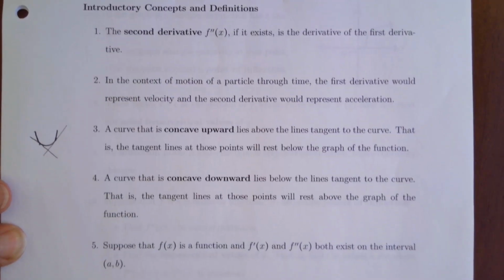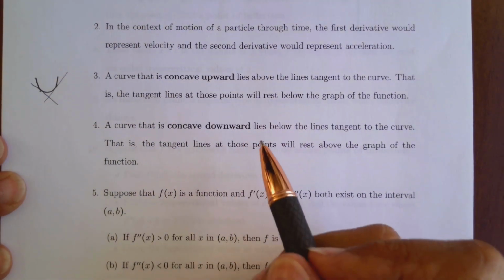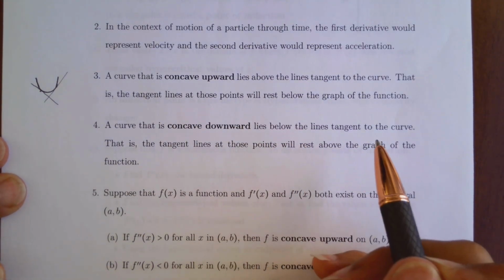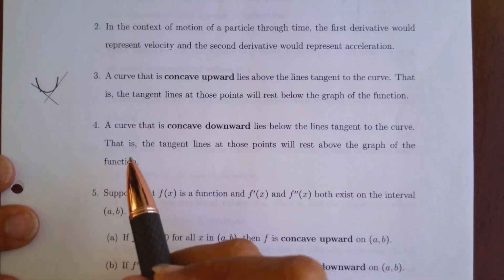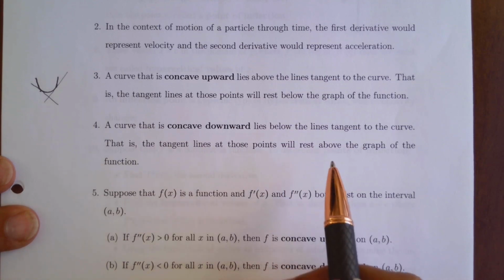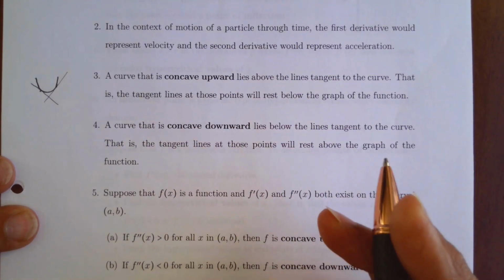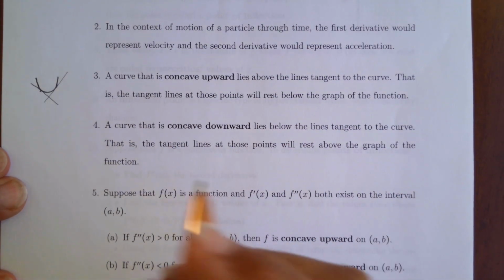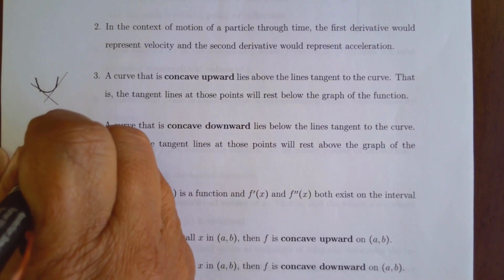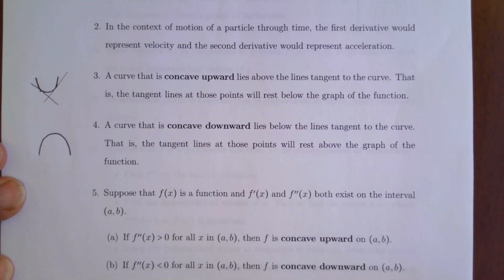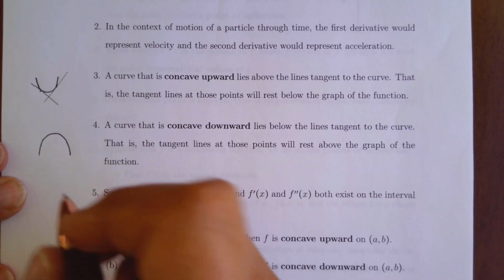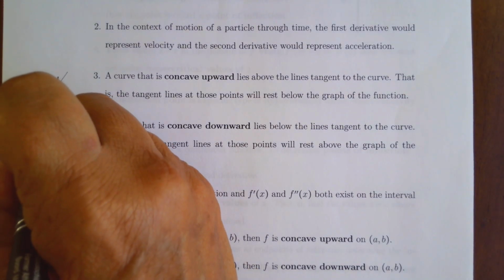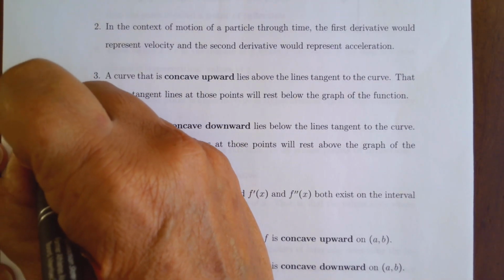So on the other hand, number 4 says a curve that is concave downward lies below the lines tangent to the curve. That is, the tangent lines at those points will rest above the graph of the function. So concave down, I always think of it as an upside down cup. Okay? This is concave down. So if you look at these tangent lines, pick any point on the graph and draw a tangent line.